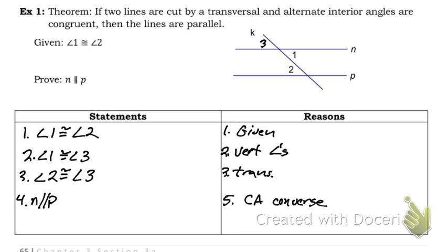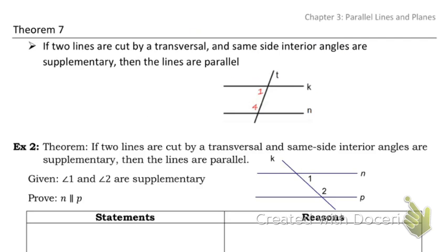Now that we proved this theorem, I can just look for alternate interior angles. From now on, if I see alternate interior angles and I can prove that they're congruent, I can use this theorem to say that two lines are parallel. All right, let's do another example. Well, we have Theorem 7.